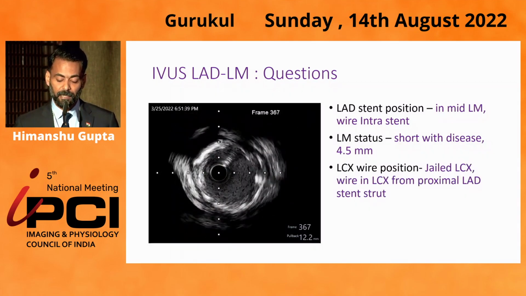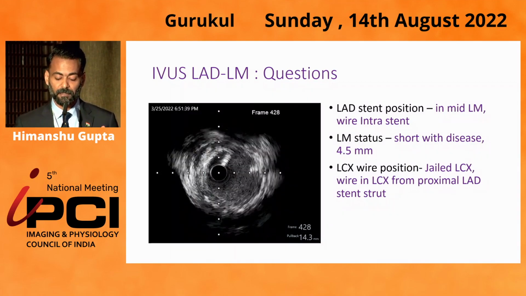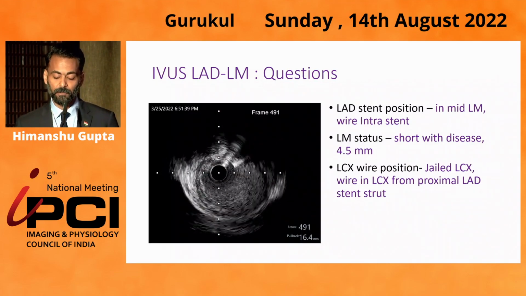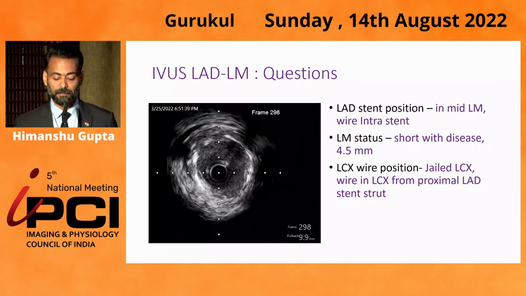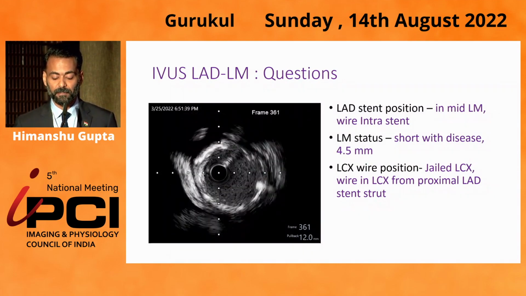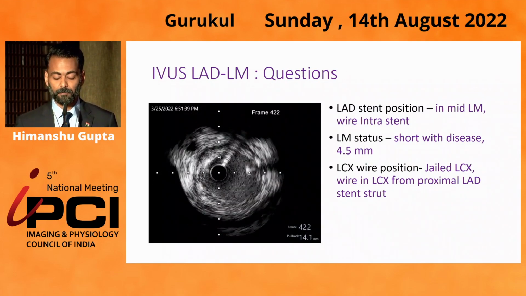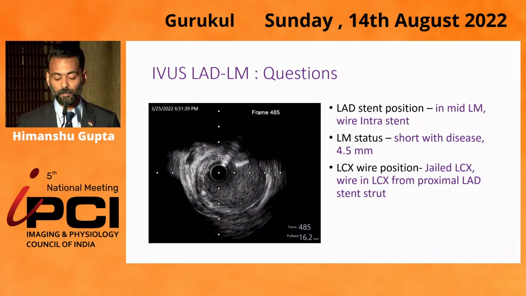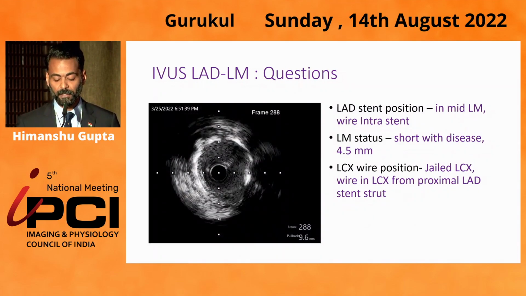And the LCX wire has gone through the LAD stent struts, which were protruding into the left main into the circumflex. So that also tells us now that the strategy of treating this circumflex will be a culotte and not probably a crush, because the wire has gone through the proximal most stent strut of the LAD.